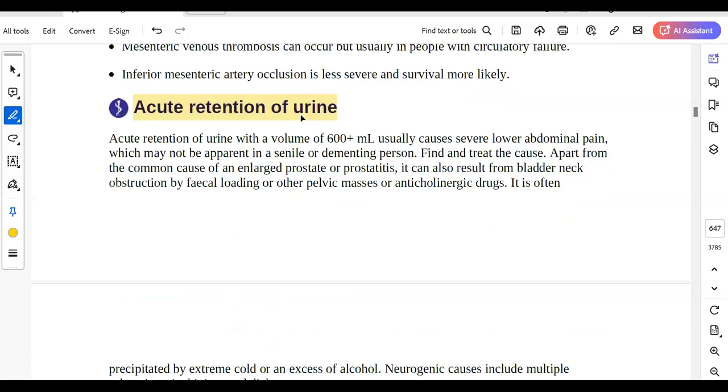Moving on to acute urinary retention. Acute urinary retention is also common in elderly patients, especially males above 50 or 60 with a known prostatic problem. They can get urinary retention quite easily.